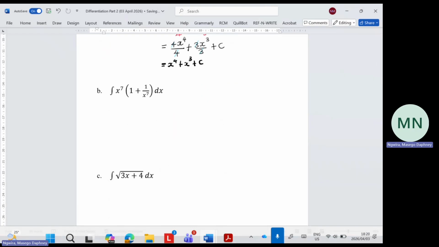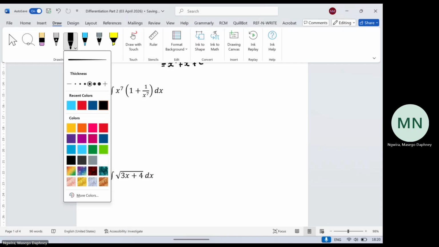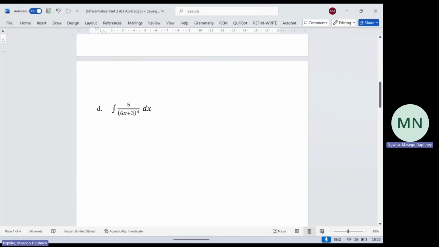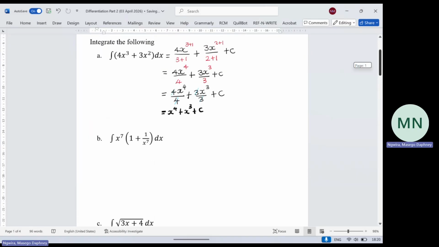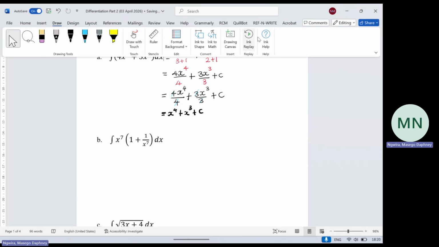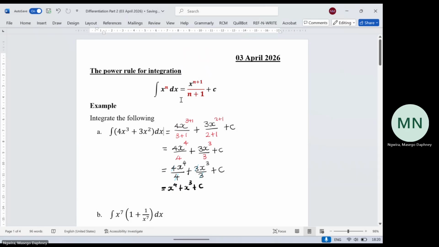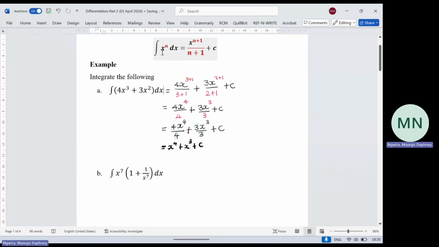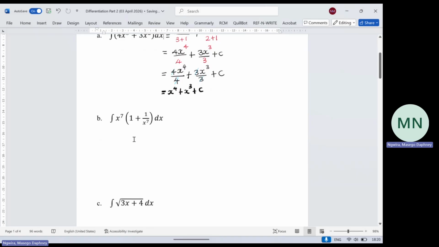So B, we have x, then x to the power of 7. So remember, when we integrate, we should have x to the power of n, x to the power of something. It must be in base and exponent form. So because they look like this, we're going to start by solving this first before we integrate.